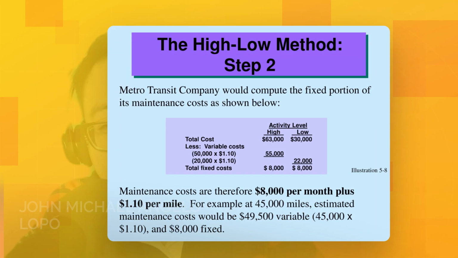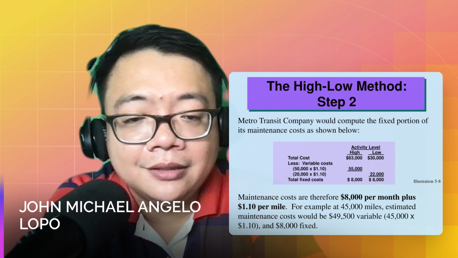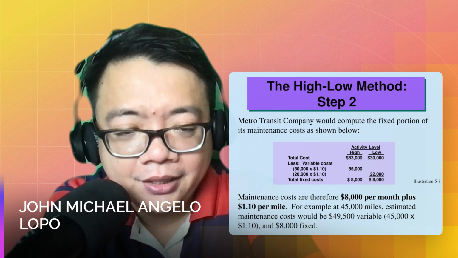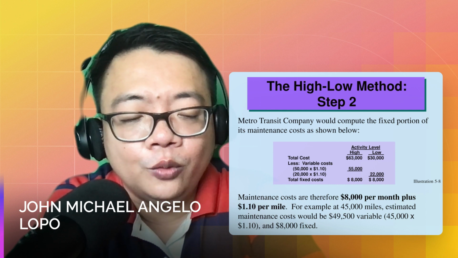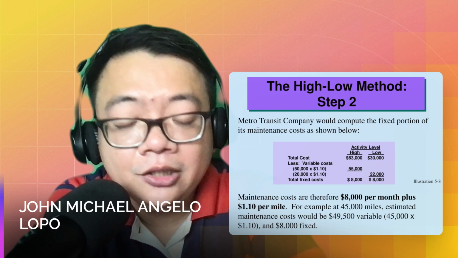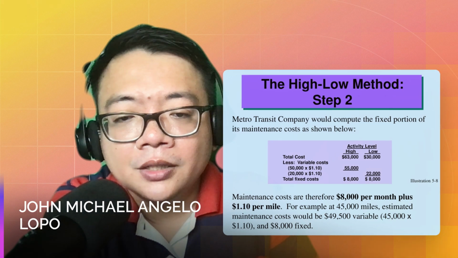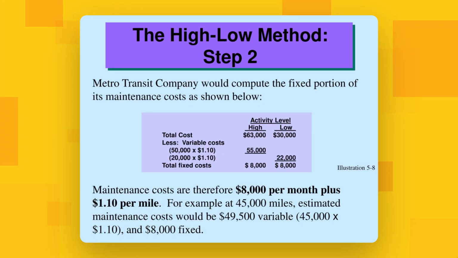Sir, what if they are not the same? That's what I said a while ago, class. What if you use 68,000 as the highest cost and deduct the lowest activity at the lowest cost? Surely, your total fixed costs will not match. So, maintenance costs are therefore 8,000 per month plus 1.10 per mile.